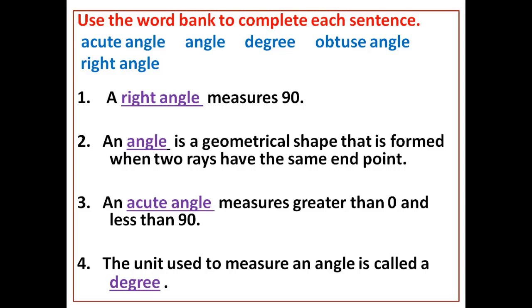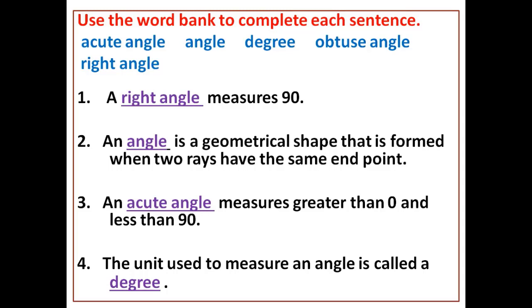Next number is number 2. An angle is a geometrical shape that is formed when two rays have the same endpoint. This is the definition of angle. You have studied before in our previous lesson. In the given blank, you will write angle. They meet at the same endpoint and form an angle.